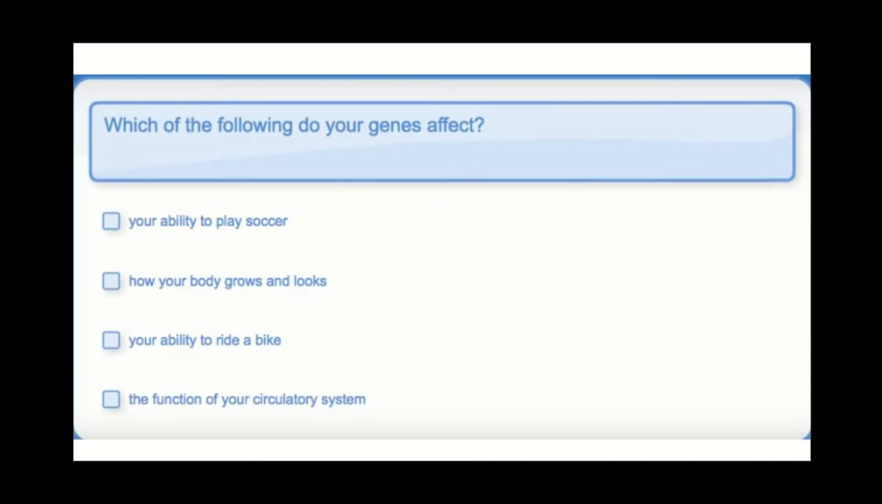Now we make a short test with each other. And in the video I show you also the answers. So, which of the following do your genes affect? That means the genes in the DNA, the genes you get from your parents, what does it affect? What does it do in your body? So we have here, number 1, your ability to play soccer, how your body grows and looks, your ability to ride a bike, or the function of your circulatory system. So what does it affect?